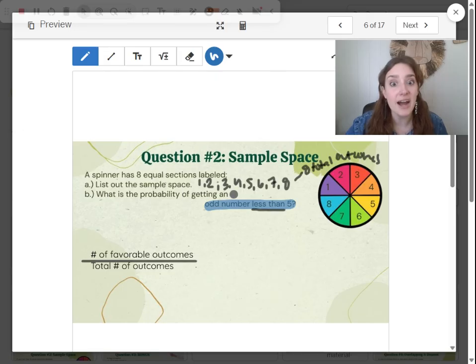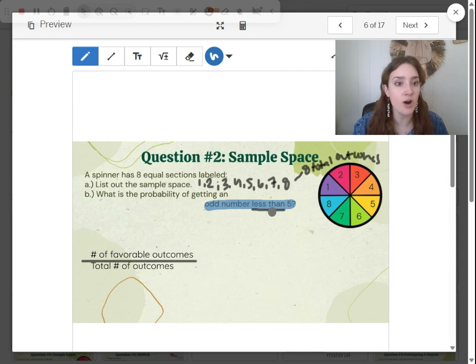So this is why we list out the sample space. I know you're like, Mrs. A, why do I have to do this? Why do I have to show all these numbers when they're already right here? I know. This is just the process. We have to list out the sample space. It was asking us to do that, so we gotta do that. So the sample space, now we want to find a number less than 5.